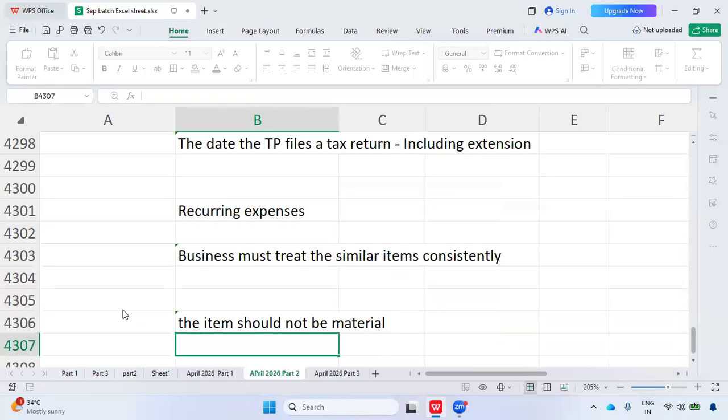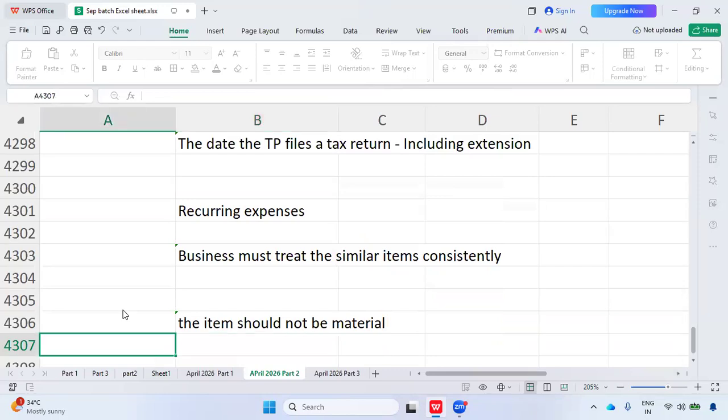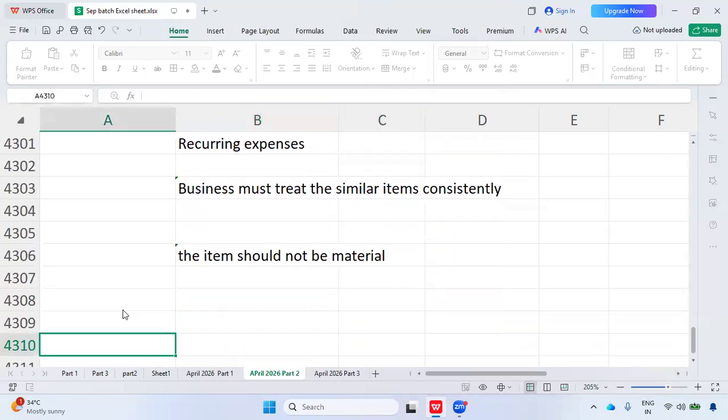Material means it should not be huge expenses. Recurring expenses will not be paid in huge amounts, right? Recurring expenses are generally small amounts only. So that's the reason it should not be a material expense. If yes, then we can claim, we can use these expenses. Let's take one example, then you can connect all these dots and understand easily.